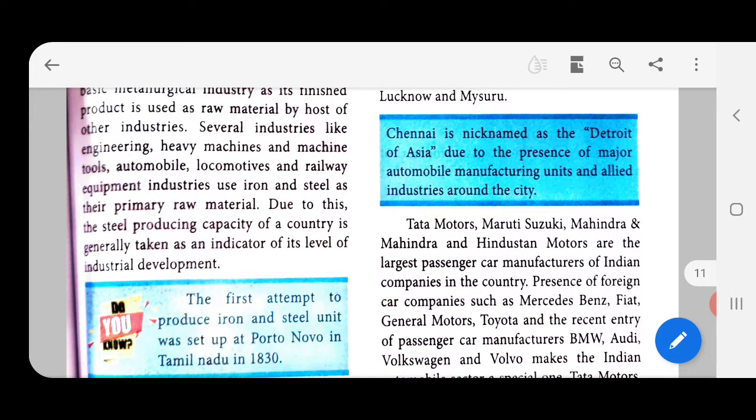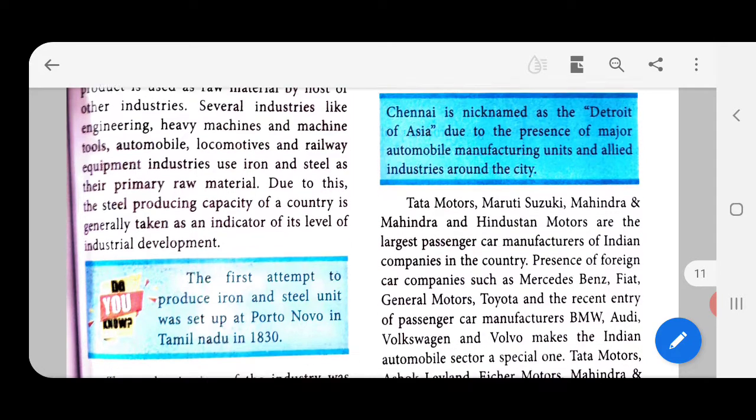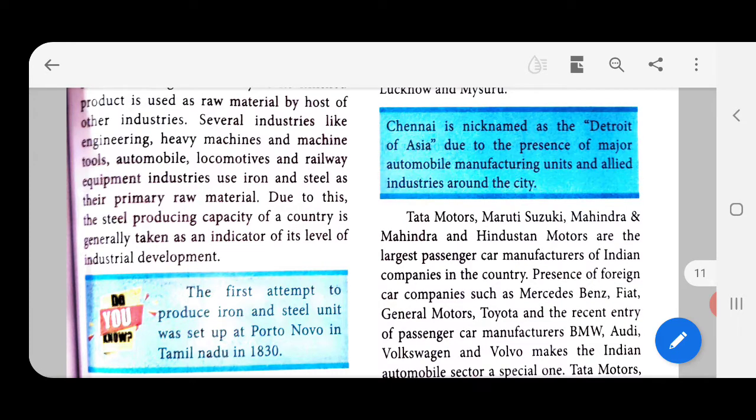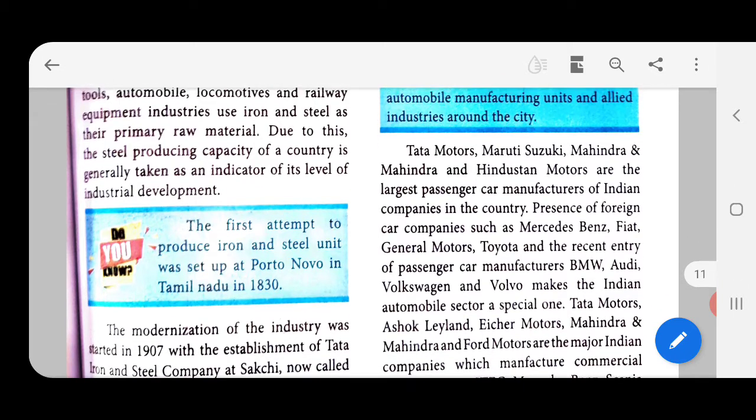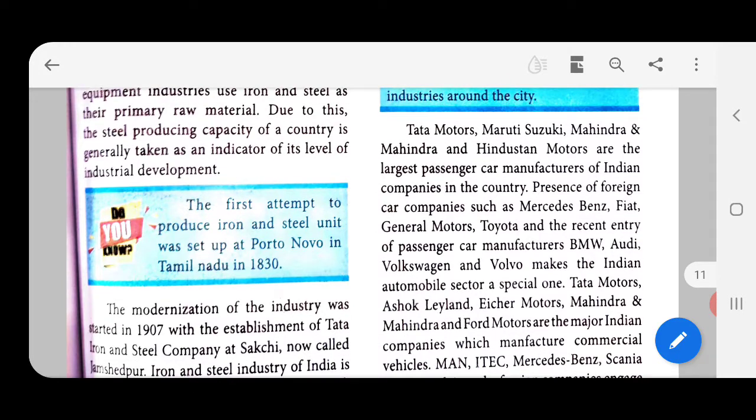Several industries like engineering, heavy machines and machine tools, automobiles, locomotives and railway equipment industries need iron and steel as their primary raw material. So, if you want to construct an automobile like a car, what do you need? You need iron and steel. Due to this, the steel producing capacity of a country is generally taken as an indicator of its level of industrial development. So, if a country is leading in its industrial development, it should be a good producer of iron and steel.